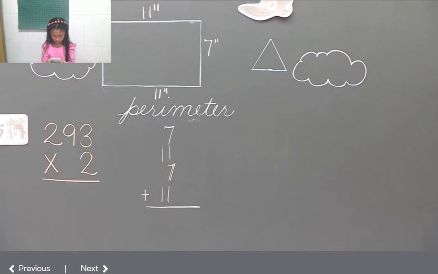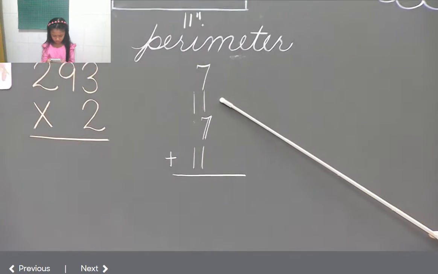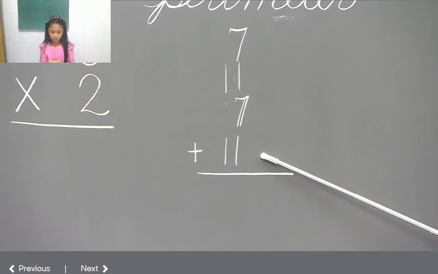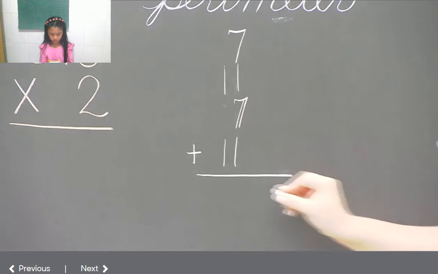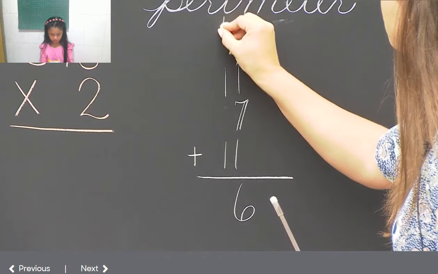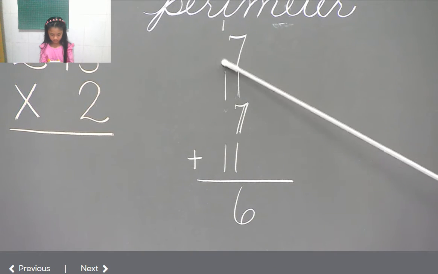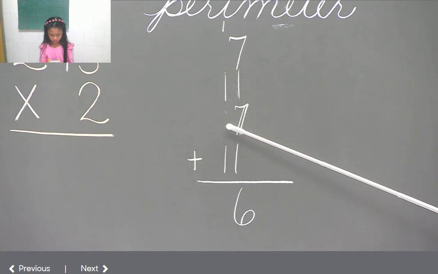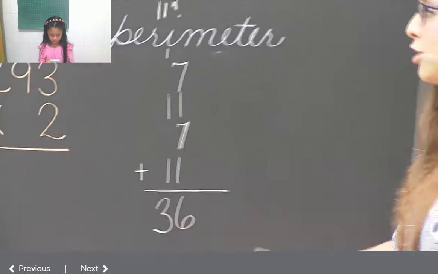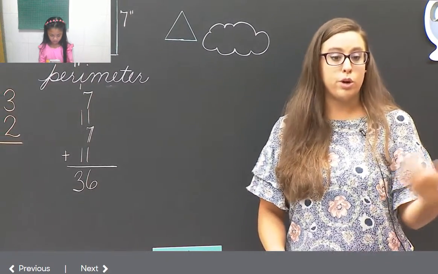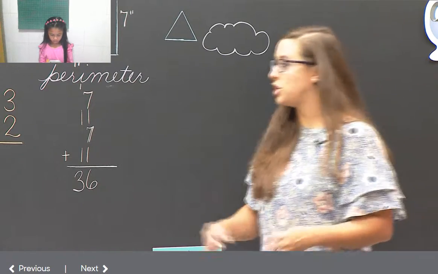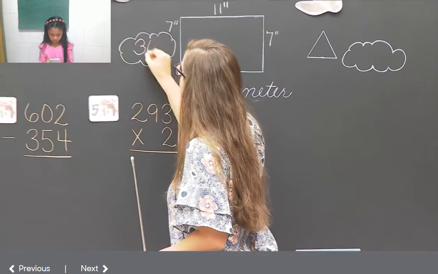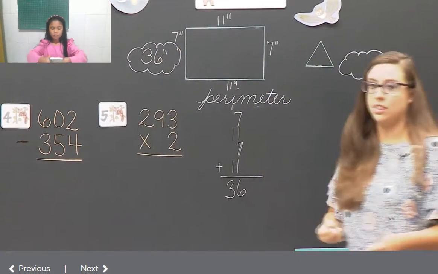ones column starting with this 7. 7 plus 1 equals? 8. 8 plus 7 equals? 15. 15 plus 1 equals? 16. 16 is correct. So we'll have my 6, and then I will add the 1 to the top of the next column. When there is no space here, it would be just as if it were 0. So 1 plus 0 is? 1. Plus 1 is? 2. Plus 0 is? 2. 2 plus 1 is? 3. 3 is correct. So my final answer is 36. Well, 36 what? What are we talking about? We're talking in this instance, it would be 36 inches, the distance around this shape.